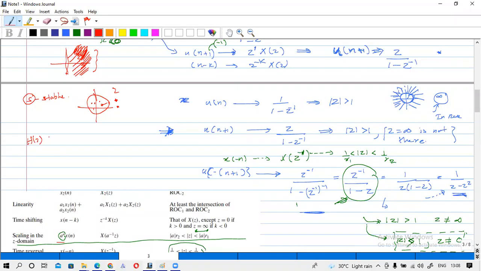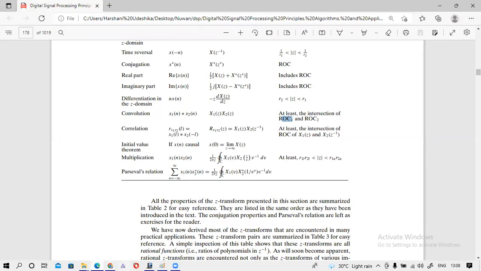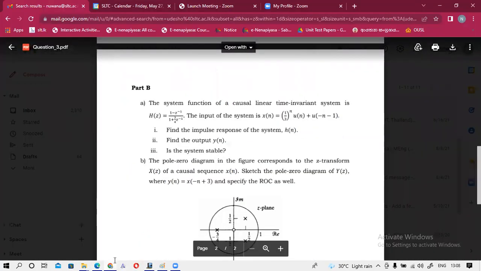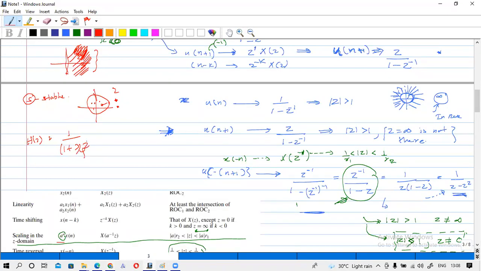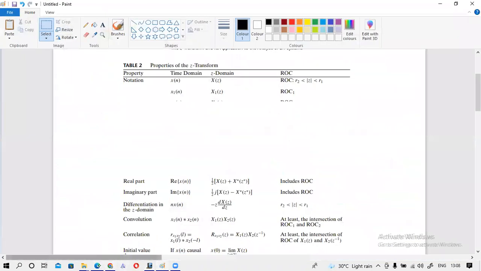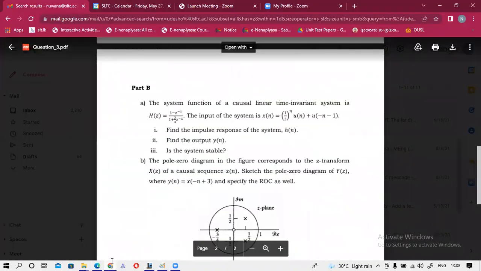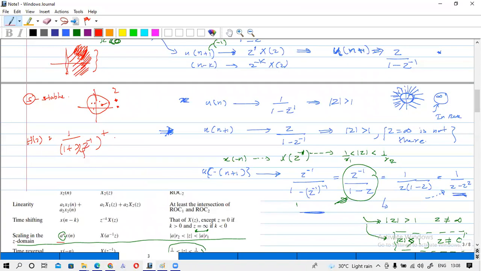So you can write that H(z) as 1 by (1 - 3/4 z^-1) plus minus z^-1 by (1 + 3/4 z^-1). This way you can write.